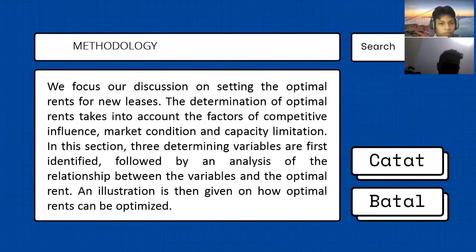Next, methodology. We focus our discussion on setting the optimal rent for new leases. Determinants of optimal rents take into account the factors of competitive influence, market condition, and capacity limitation. In this section, three determining variables are fixed in the template, followed by an analysis of the relationship between the variables and the optimal rent. An illustration is then given on how the optimal rent can be optimized.